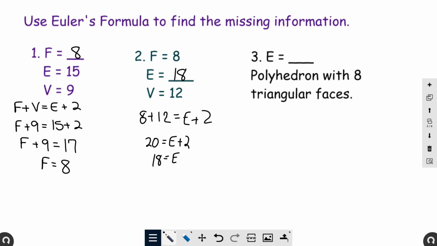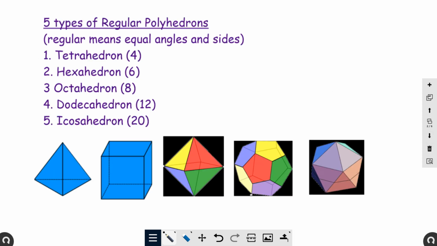But sometimes you see a problem like this where it describes the shape and wants you to find the number of edges or vertices or faces. So this one says a polyhedron with 8 triangular faces. How could we put that together? What would that look like? An octahedron. So sometimes you have to think about what that shape would look like. Now, when you take a test or quiz, I may give you a kind of simpler shape to put together. So if you're not sure when you're working on homework, just Google it. Type in polyhedron with 8 triangular faces and an image will pop up for you.